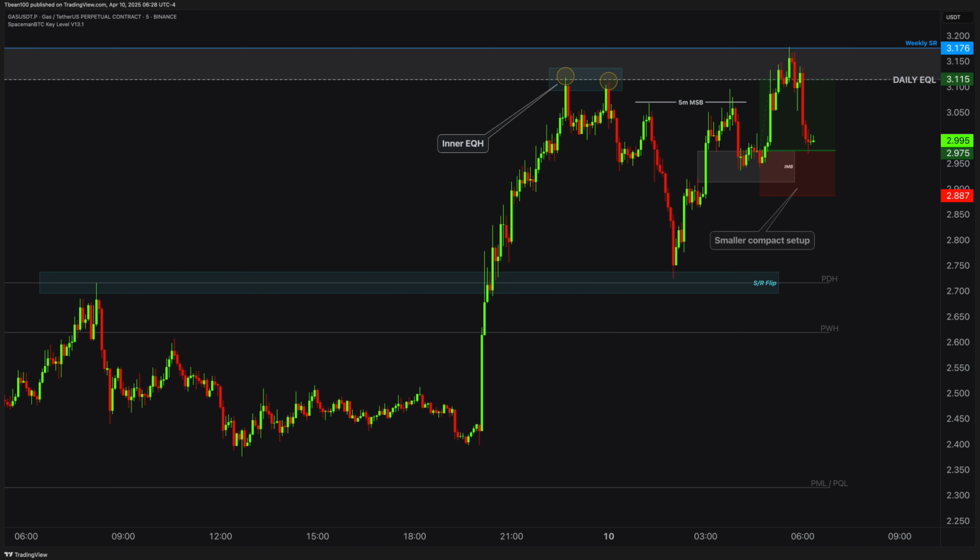Alternatively, if you miss that, you can notice the 5-minute break happens much later, then the price drops into an inner imbalance. This could be your chance for a secondary compact entry. Nothing wrong here.